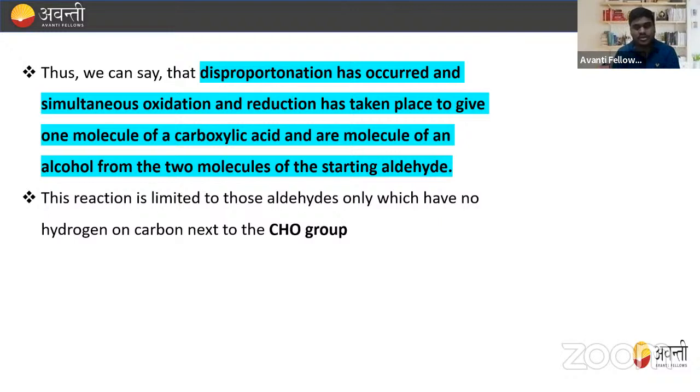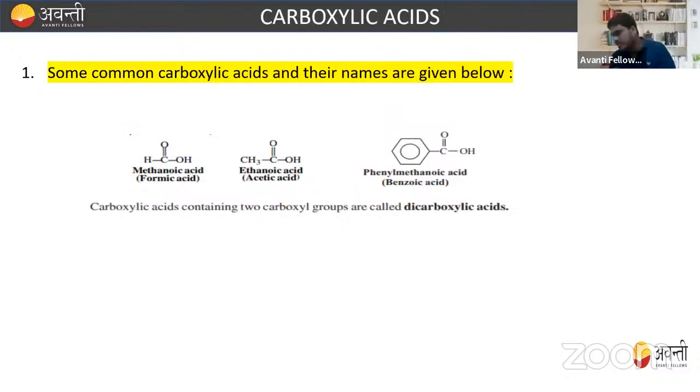The Cannizzaro reaction is possible only with those aldehydes which do not have alpha hydrogen, and aldol condensation is possible only with those having alpha hydrogen. So this is all about it. I hope this is clear to you. Now after 2 minutes, we are going to study carboxylic acids, right? Take some water, and after 2 minutes, we are going to start carboxylic acids as well.